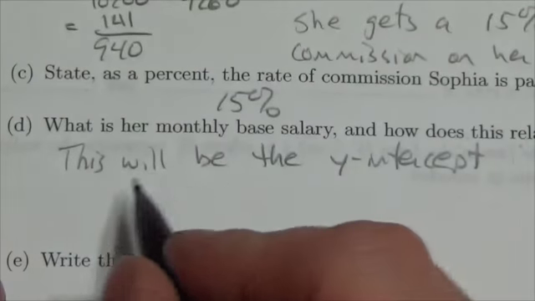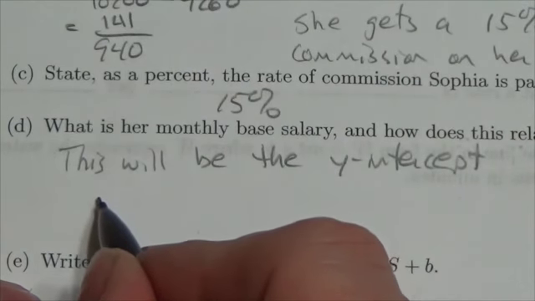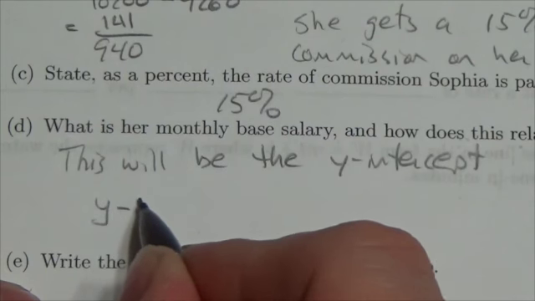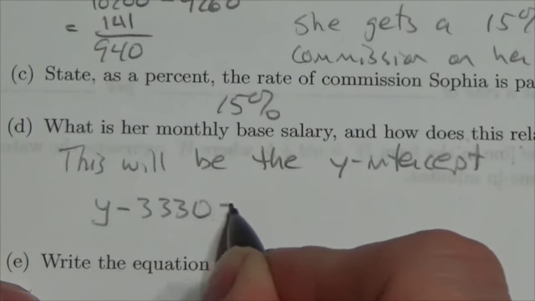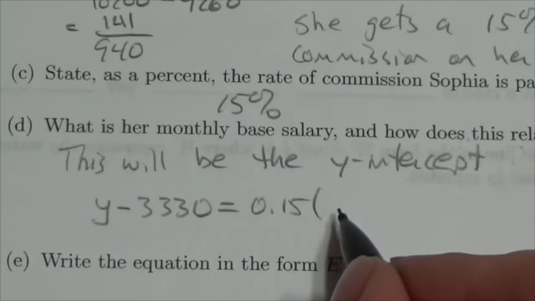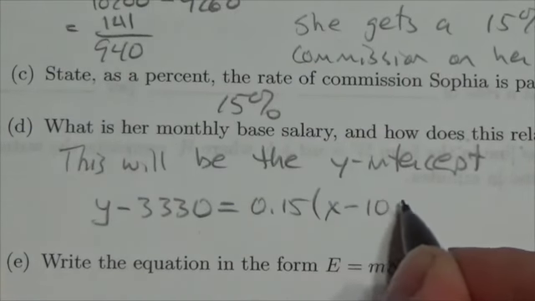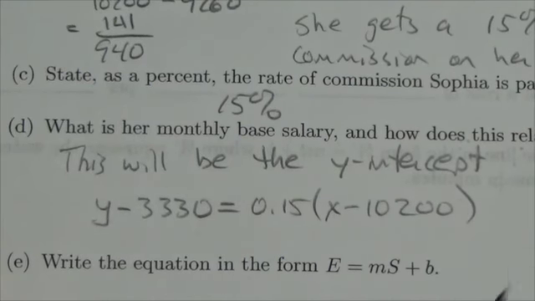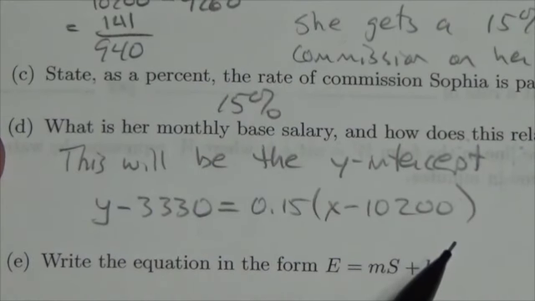It doesn't really matter which point I use, so maybe I would set it up like this. I'll say y minus 3,330 is going to equal 0.15, my slope, times x minus 10,200.